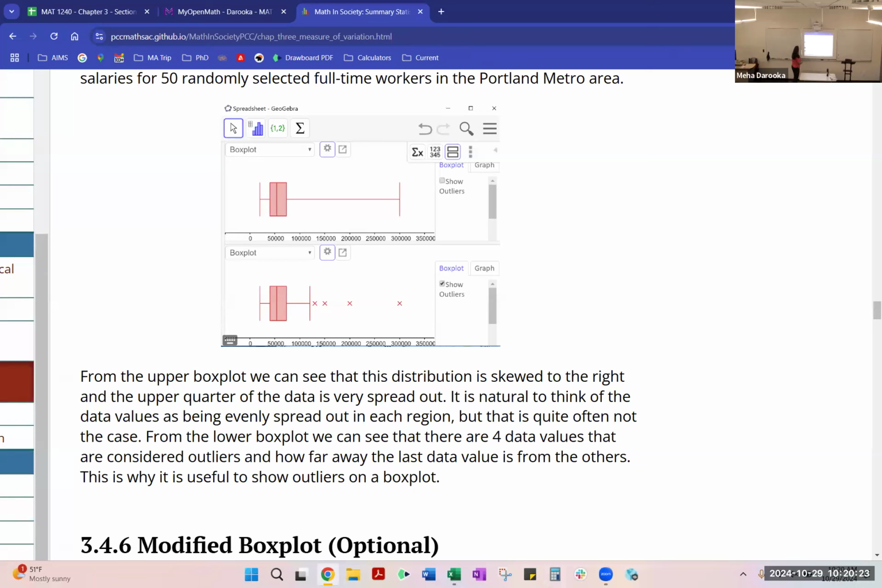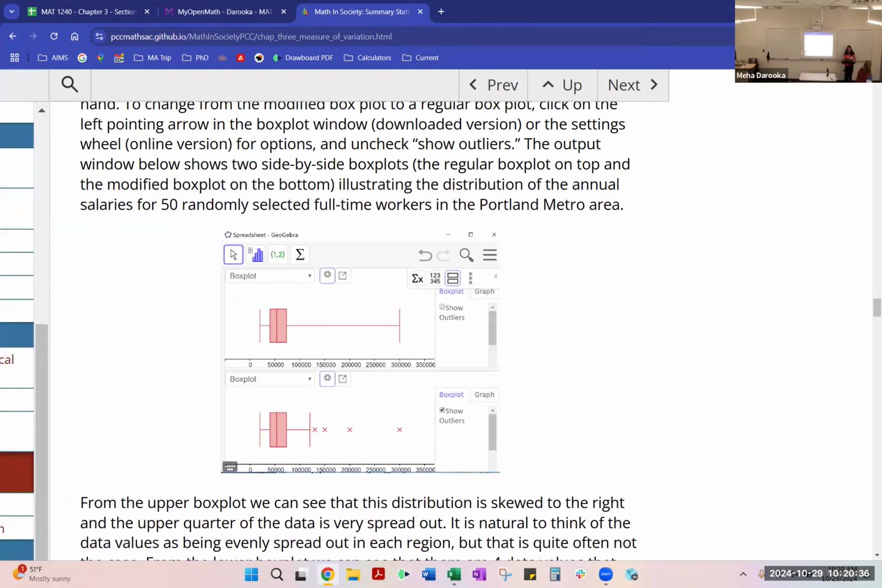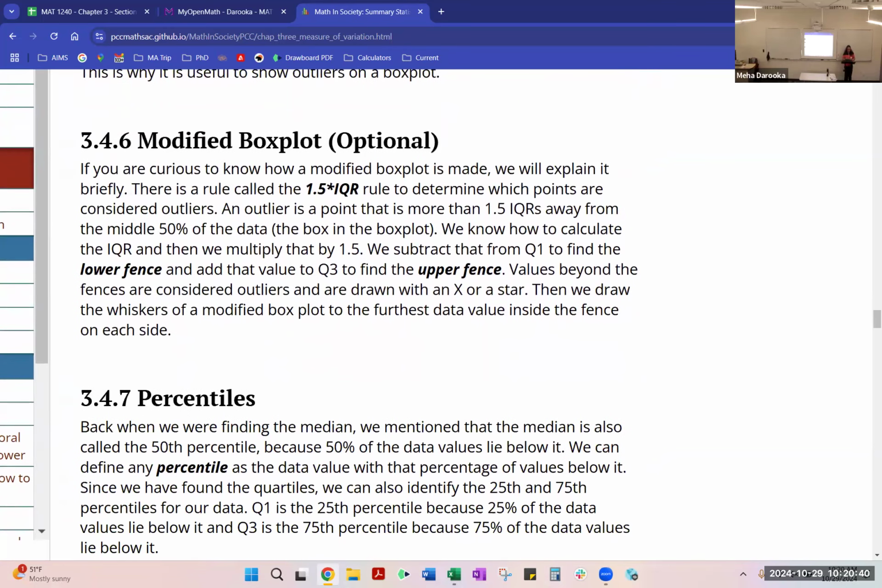And from the lower box plot, we can see that there are 4 data values considered as outliers, and basically how far away from the rest of the data those values are going to be. So that would be the difference of including the outliers or not including the outliers. And then they're going into details about what a modified box plot would look like, and how to create one of those.